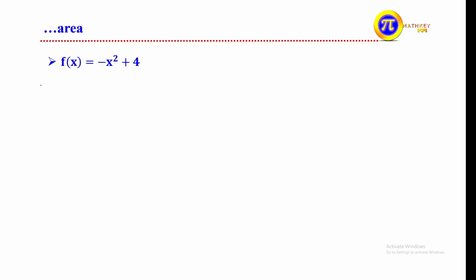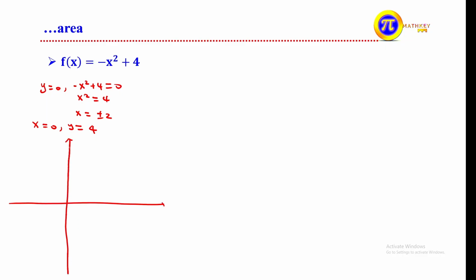We work in the same way. So when y is equal to 0, what is the x-intercept? The x-intercept: negative x squared plus 4 is equal to 0. This shows that x squared is equal to 4. The value of x is what? x is equal to plus or minus 2. Similarly, when x is equal to 0, the value for y, that is the y-intercept, is equal to 4. After obtaining this, we can sketch the graph.